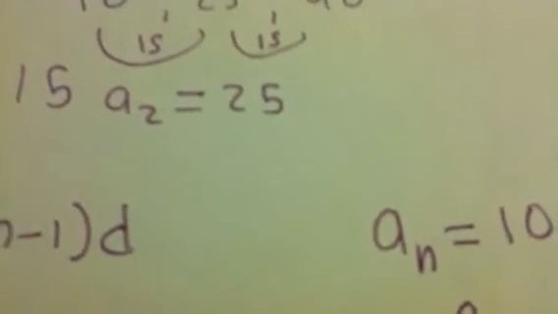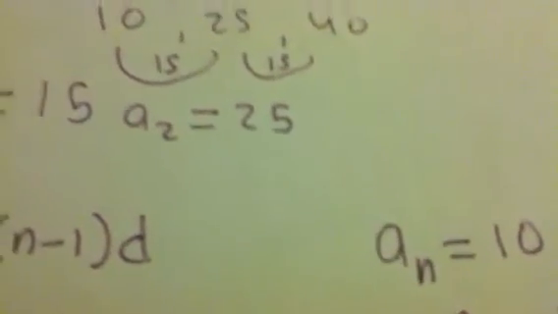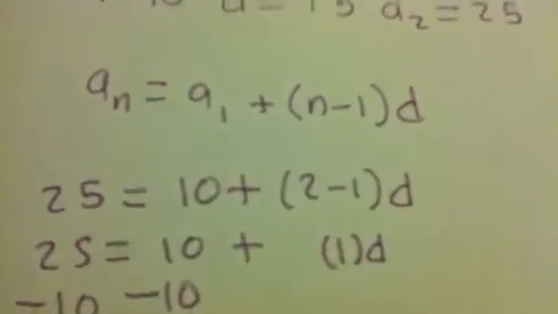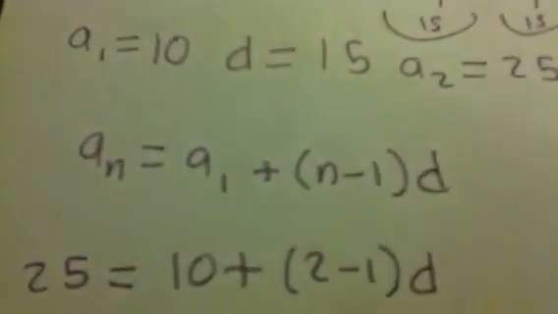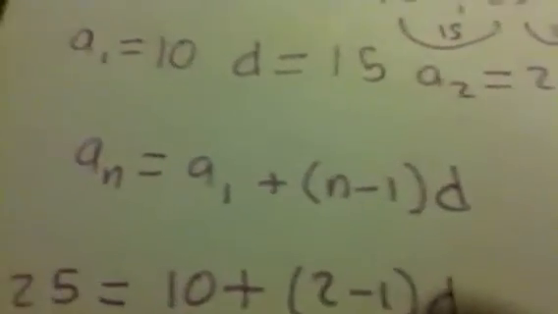Okay, so right off the bat, we have plenty of info to solve this problem. Our first term is 10, because for the first second the penny drops 10 feet. And for the second it drops 25 feet. So what we want to do is find our common difference, or D, and we're going to do that by using the a sub n equals a sub 1 plus n minus 1 times D formula.